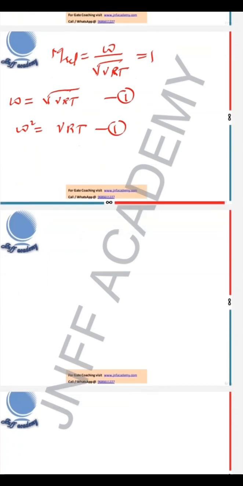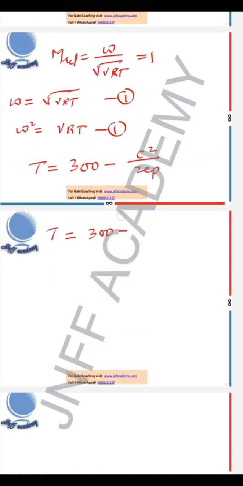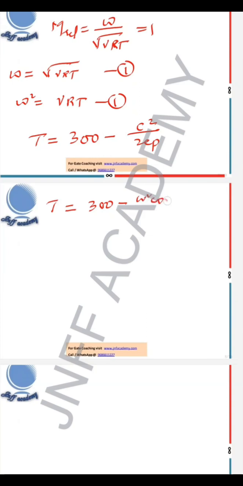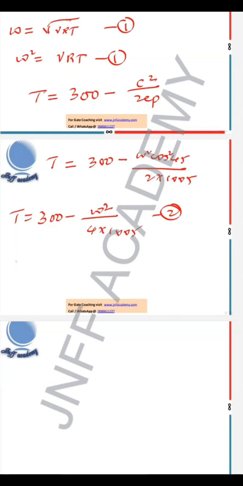Static temperature is not given, so from stagnation temperature let us obtain it. T is equal to 300 minus C square divided by 2Cp. So T is equal to 300 minus C, which in terms of W is W square cos square 45, divided by 2 into 1005, Cp for air. Let's substitute and get the values. T is equal to 300 minus W square divided by 4 into 1005. Let us call this equation 2.